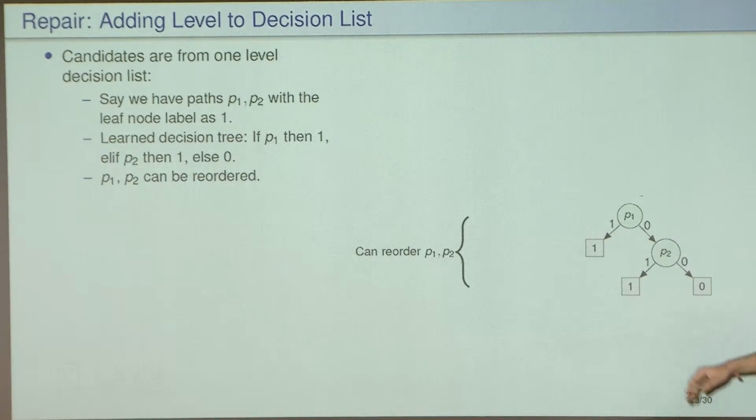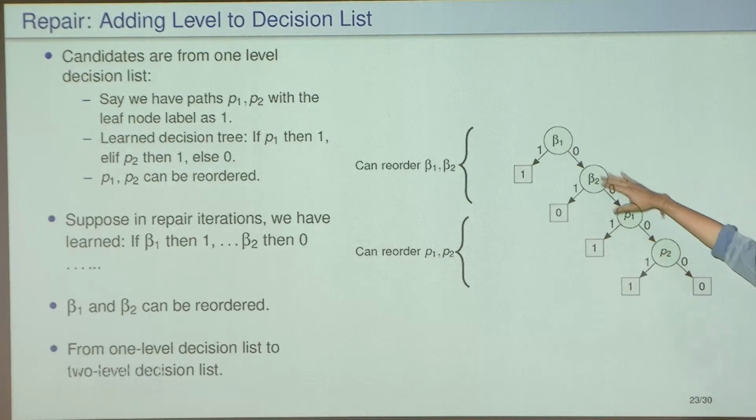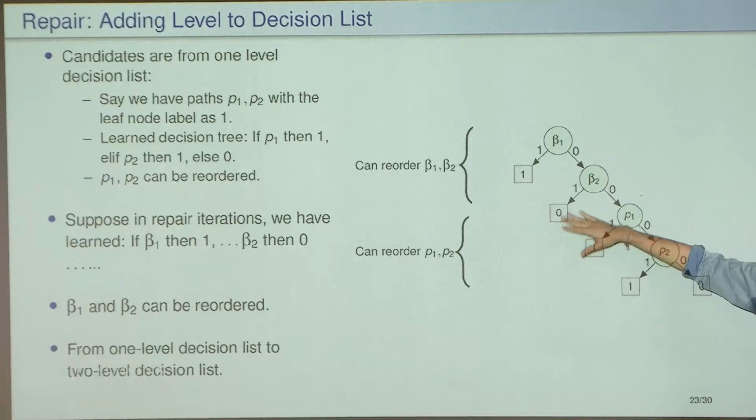So what's going on? We started with a decision list, which was a one-level decision list. So you could flip the orders of these paths. Now we are doing the repairs. All our repairs look like: if beta 1, then 1, else if beta 2, then 0. And it turns out all these repairs are sound, so you can also flip the order of these betas. So from a machine learning perspective, what happened is that we learned a one-level decision list, and then our repair takes us to a two-level decision list. We know from theory that a lot of functions can be succinctly expressed in a two-level decision list, but would require a large representation in a one-level decision list. So that's what is happening from a learning theory perspective.